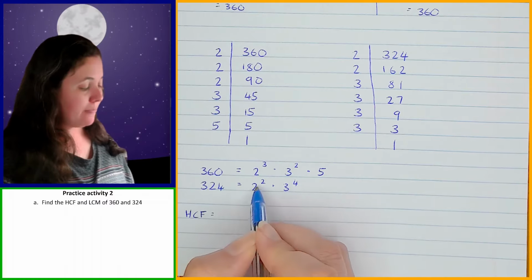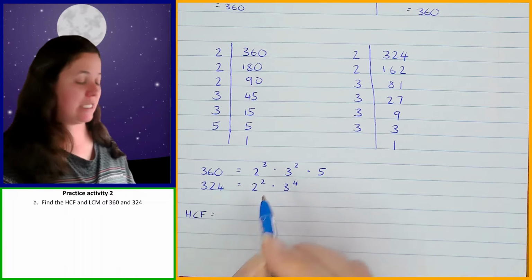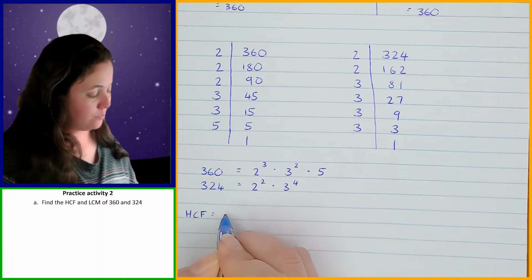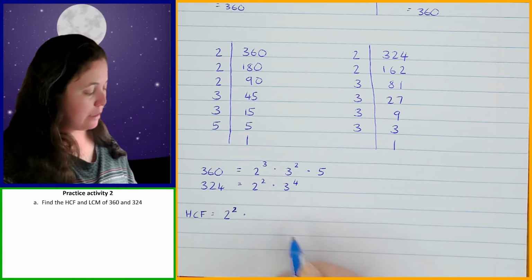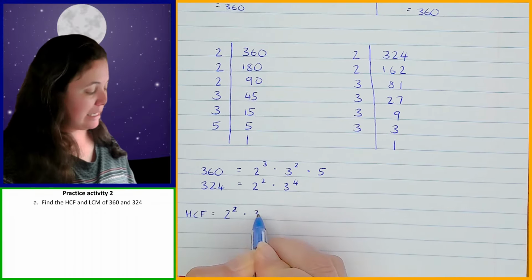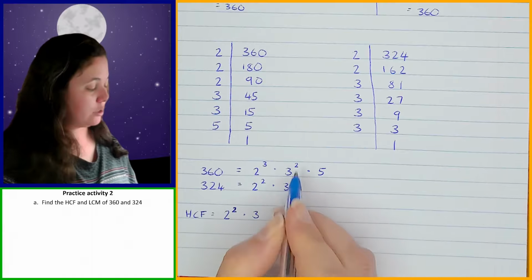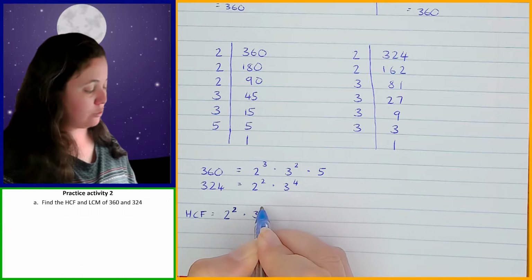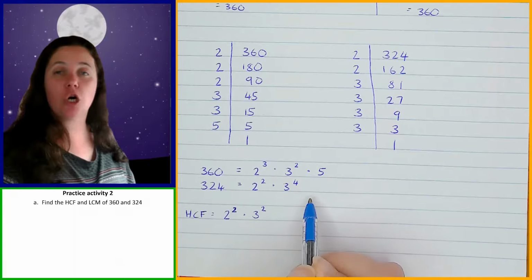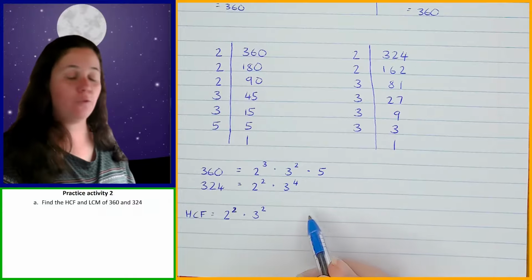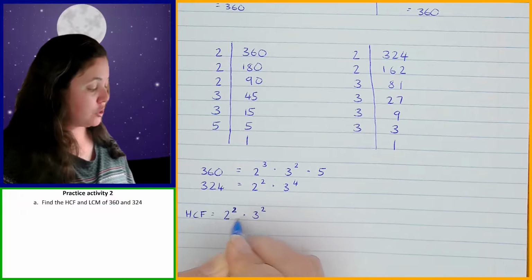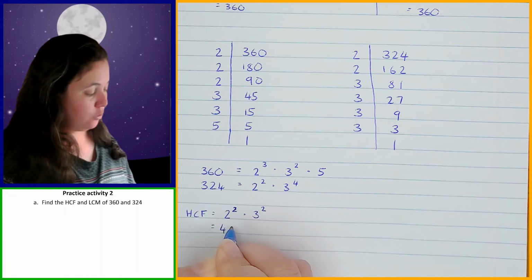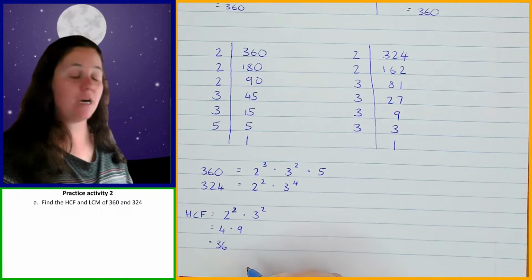So over here, 2 is common, so I'm going to be using the lowest exponent. So it's going to be 2 to the power of 2 multiplied by, then 3 is also common, so I'm going to be using it, and I'm using the lowest exponent again, which is 2. So I've got 3 to the power of 2 and 3 to the power of 4. 2 is smaller, so that's 3 to the power of 2. Then 5 is not common because there's no 5 for the 324. So I'm not going to be using it at all when I'm doing the common factors. So 2 squared times 3 squared, that is 4 times 9, which gives you 36. Okay, so that's what you should have got for the highest common factor.